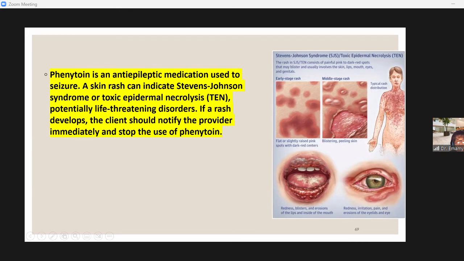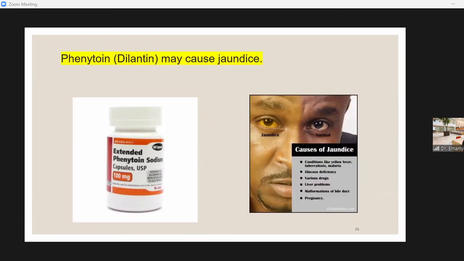Also, phenytoin is hepatotoxic, so phenytoin may cause jaundice. If the patient takes phenytoin and develops yellowish skin and sclera, you should immediately inform the healthcare provider.